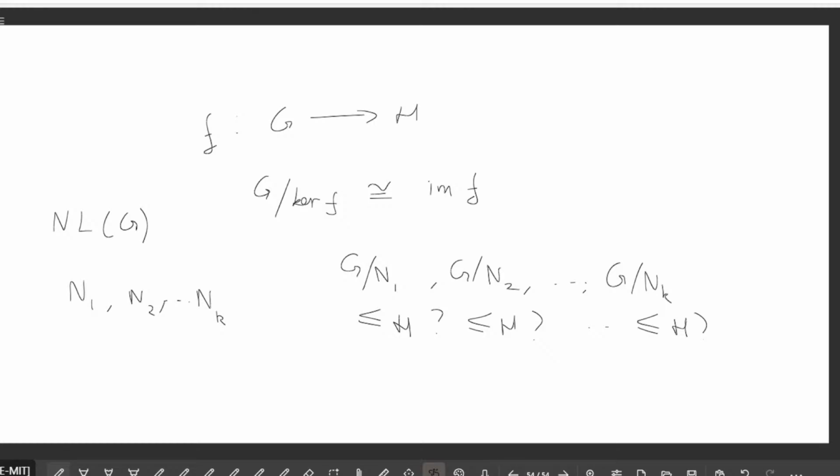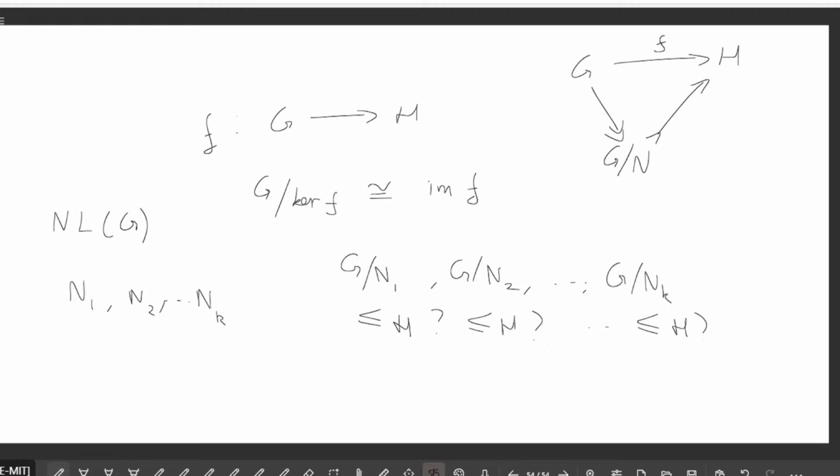That is the thought process. Which of these can be subgroups of H? And if it is a subgroup, then definitely there is at least one homomorphism. How do you get that? You take the canonical projection, and if this is a subgroup, that means you have some embedding of G mod N into H. Then that composition gives you a homomorphism whose kernel is N. So corresponding to every normal subgroup N of G such that G mod N is isomorphic to some subgroup of H, not normal, just a subgroup, there will be at least one homomorphism.